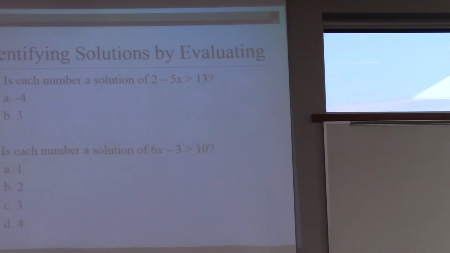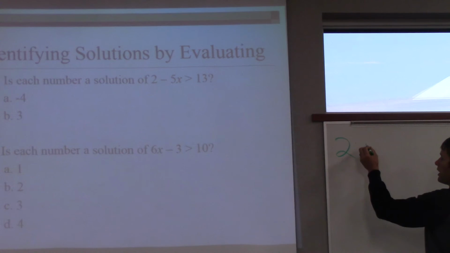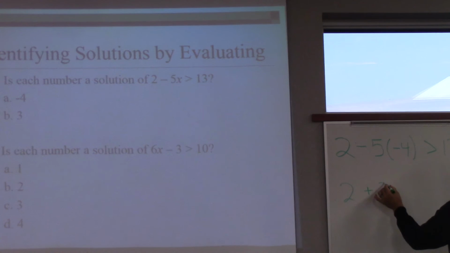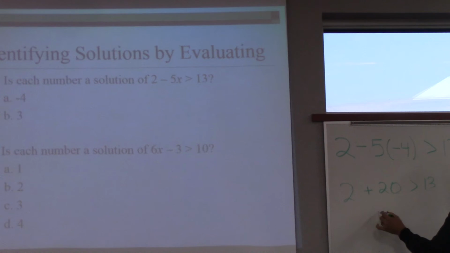So we would go 2 minus 5, and we're checking negative 4 times negative 4, and that should be greater than 13. So we go 2, if you look at negative times a negative, that would be positive now, 20 is greater than 13. 2 plus 20 is 22. Greater than 13. Is that true? Yeah, that's true. So that works.